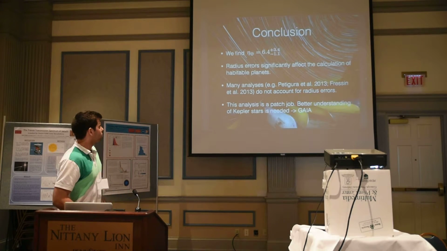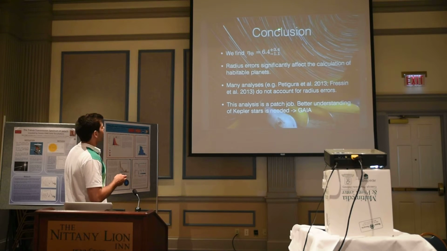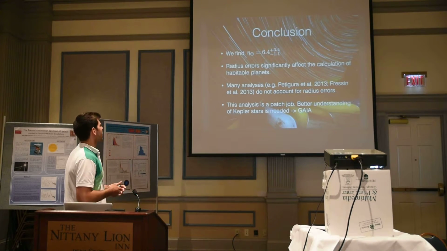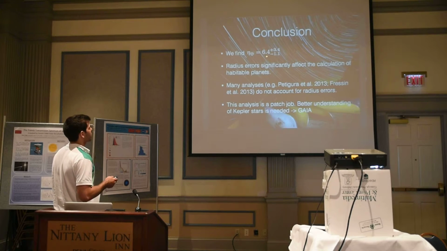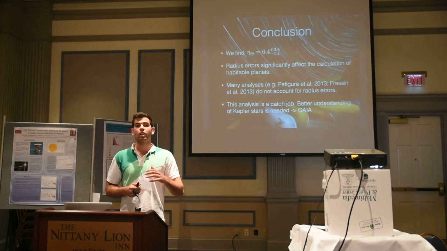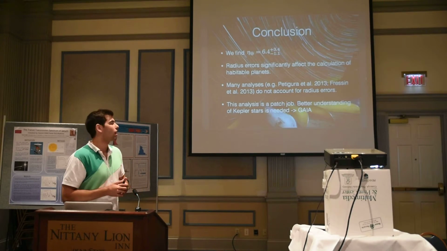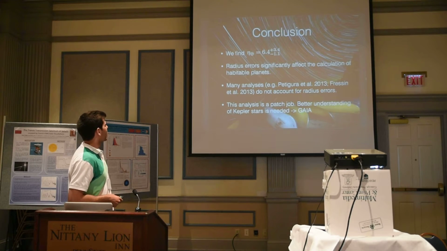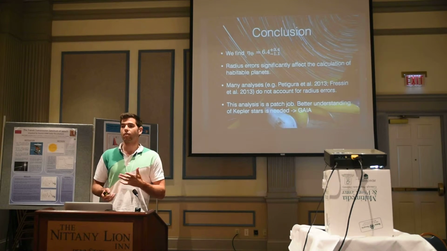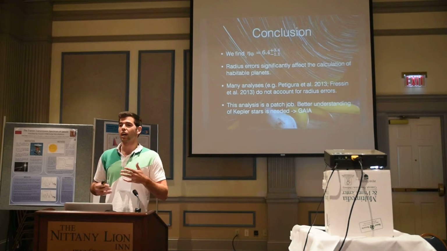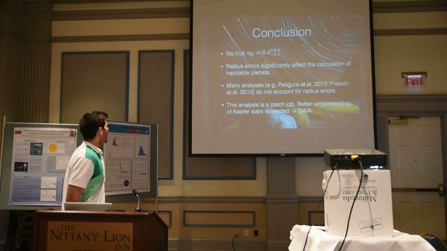So, in conclusion, the eta Earth that we calculate, the frequency of planets in the Kepler sample, is about 6.4%. This value would have jumped up to about 10 or 11% if we had not included the error bars in our analysis. Radius errors significantly affect this calculation, which some analyses have not taken into account. These analyses obviously have many other strengths, which I don't have time to talk about.